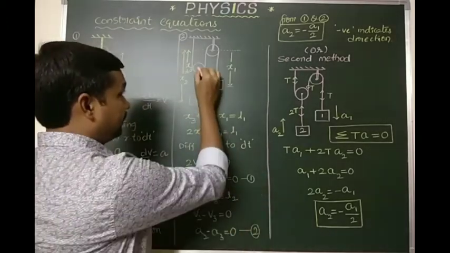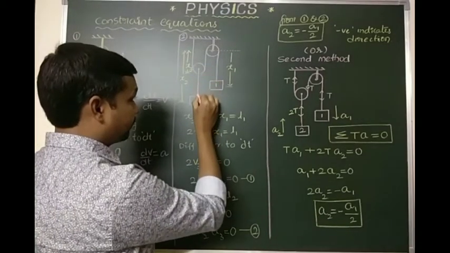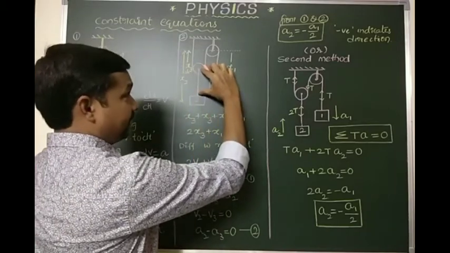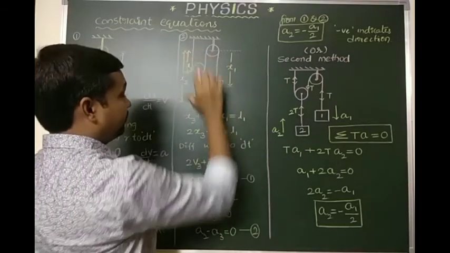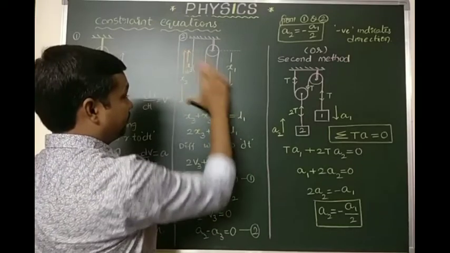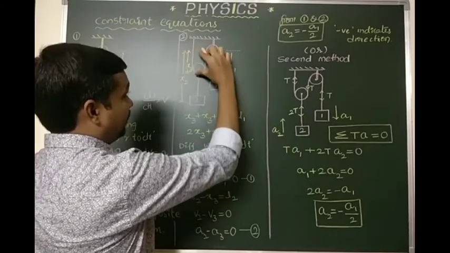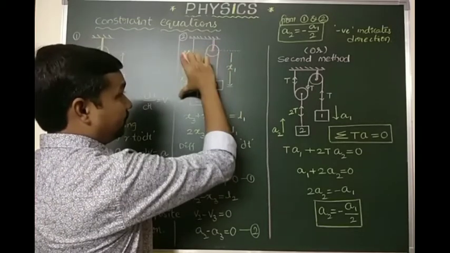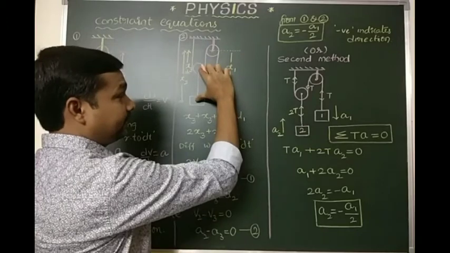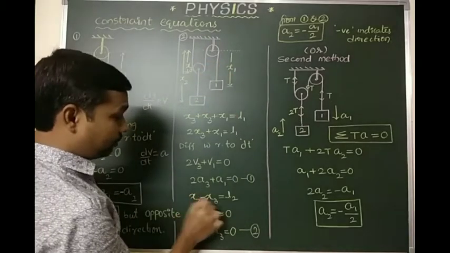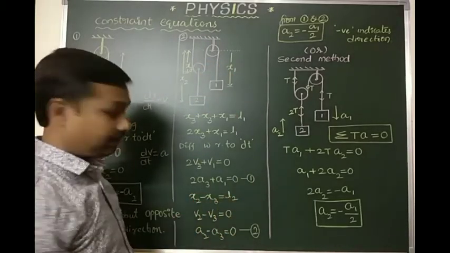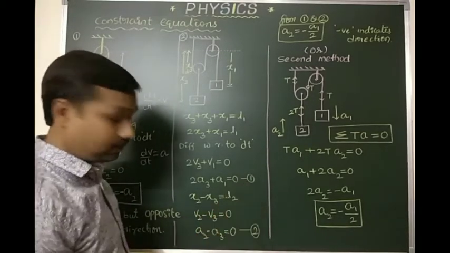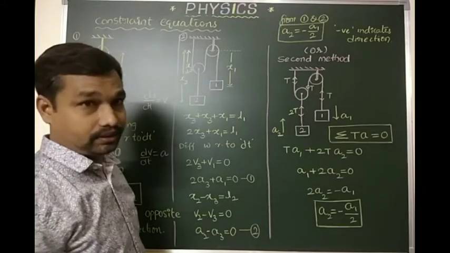And coming to the second, here is the second length. The length of the second string is this, so we need only this length. What is the length here? It will be x2 for the second block. And this is the length we are considering, x3. So if we subtract x3 from x2, then we get the length of the second string. So x2 minus x3 equals L2. Differentiating, we get v2 minus v3 equals 0, and a2 minus a3 equals 0.